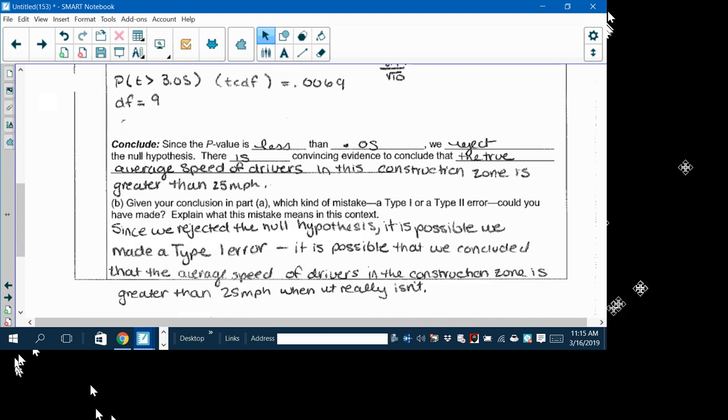Given your conclusion in part A, which kind of mistake could you have made? Explain what this mistake means in context. Since we rejected the null hypothesis, it's possible we made a Type I error, like we rejected it by mistake. So if we did make a Type I error, it's possible that we concluded that the average speed of drivers in this construction zone is greater than 25 miles per hour when it really isn't. Okay? Remember, the likelihood of making a Type I error is the significance level. So be careful, it's not likely.